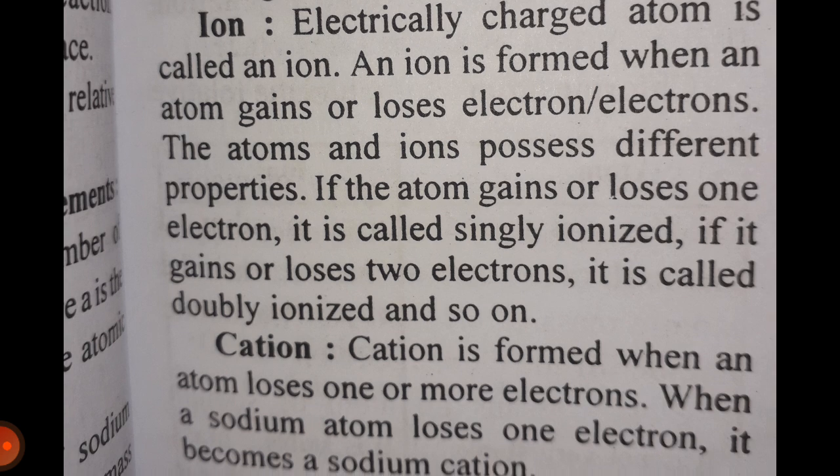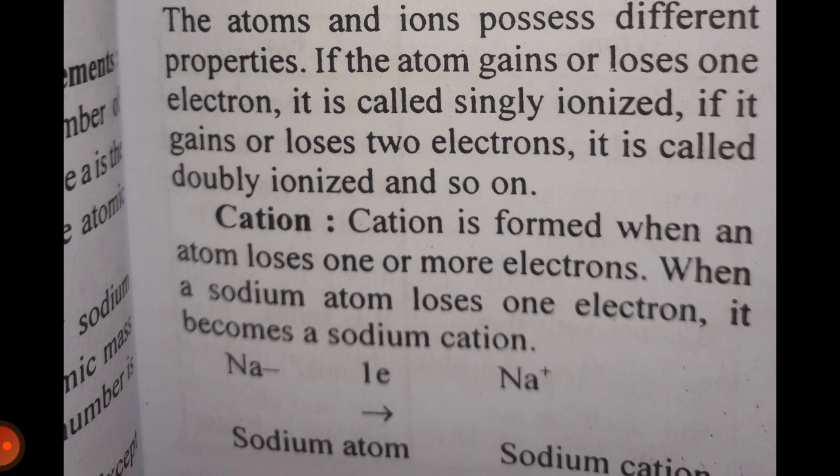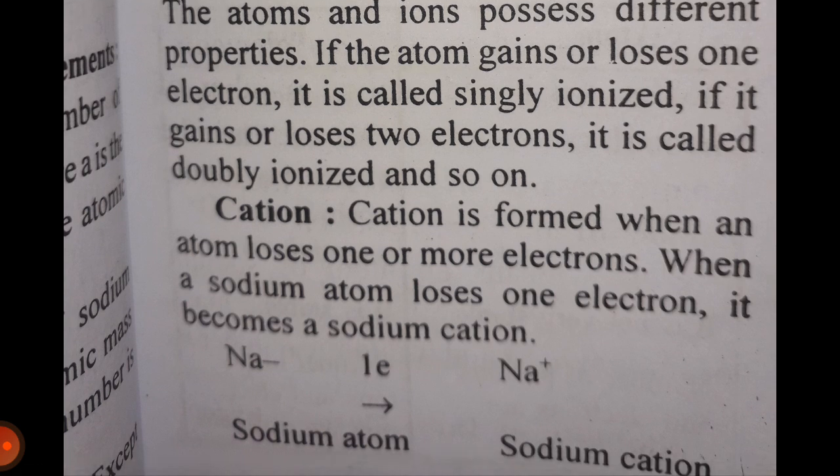Ion. An electrically charged atom is called an ion. An ion is formed when an atom gains or loses electrons. The atom and ion possess different properties. If the atom gains or loses one electron, it is called singly ionized. If it gains or loses two electrons, it is called doubly ionized, and so on. A cation is formed when an atom loses one or more electrons. When a sodium atom loses one electron, it becomes a sodium cation.